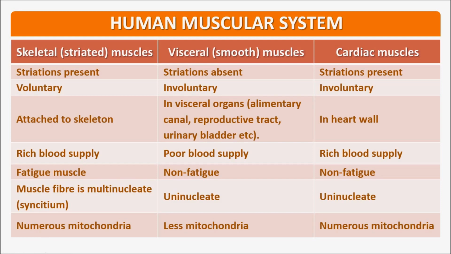Then if we talk on the basis of their nucleus, the skeletal muscle fiber is multinucleate in nature. That means we also call it syncytial. And visceral muscles are uninucleate, and cardiac muscles are also uninucleate. That means only one nucleus is present in a cell. And skeletal muscles have numerous mitochondria, visceral muscles have fewer mitochondria, and cardiac muscles have numerous mitochondria.